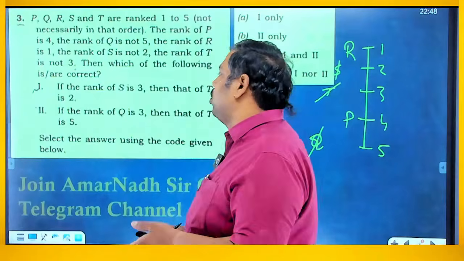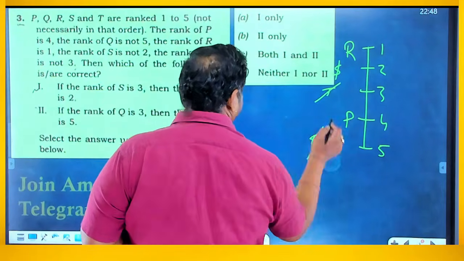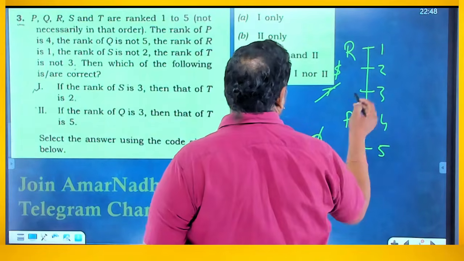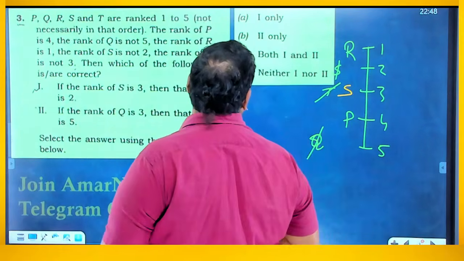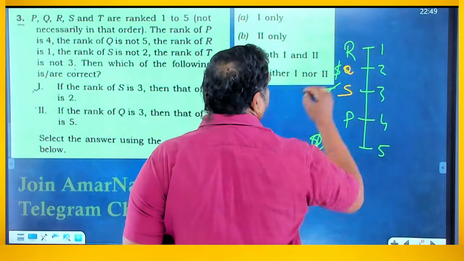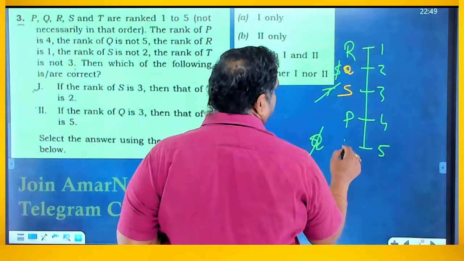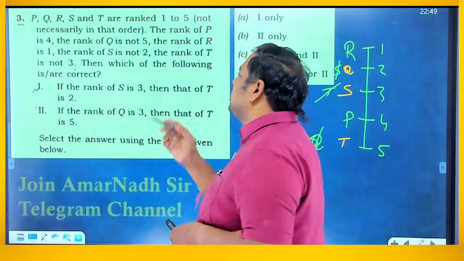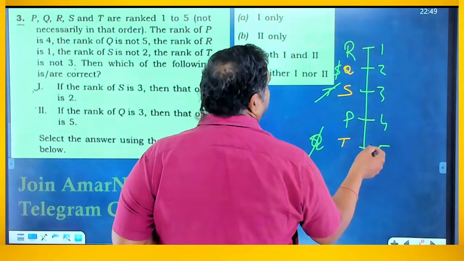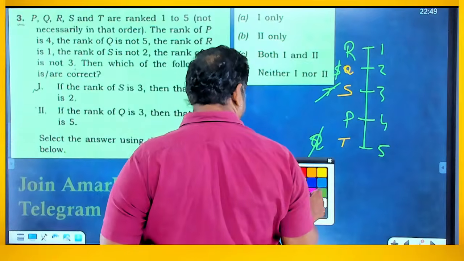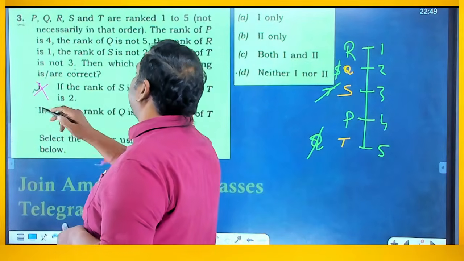Since it is an if, I'm changing the color so that it is applicable only for that one, right? If the rank of S is 3, suppose this is S, then what happens here? Q will not come in the 5th place, right? That means Q should come here. And T has only one place here. Then what he said is that the rank of T is 2. But it is not, so the first one is invalid. Strike it out.